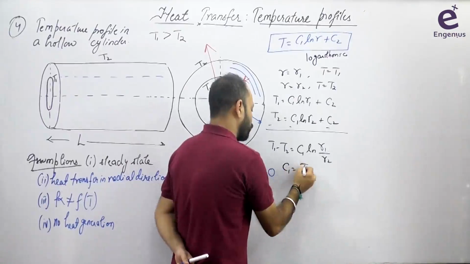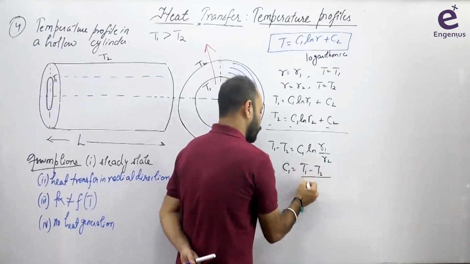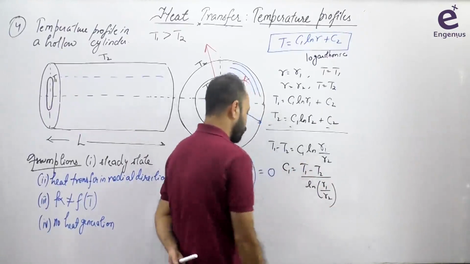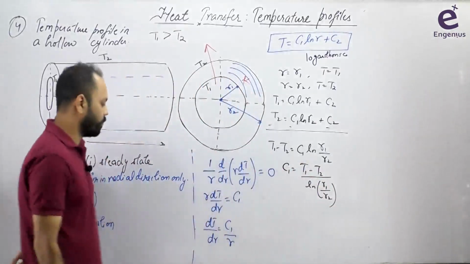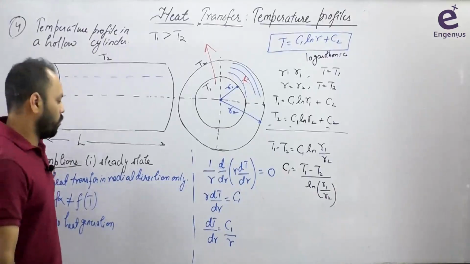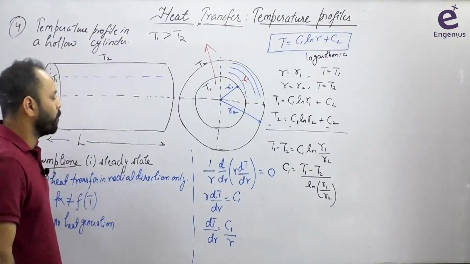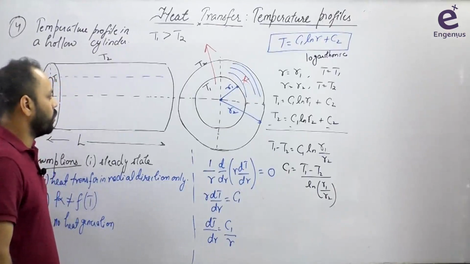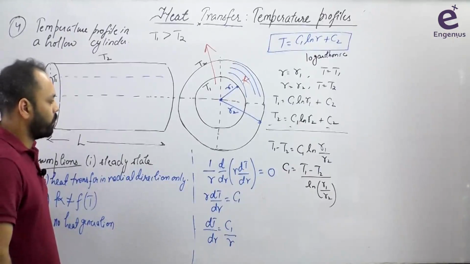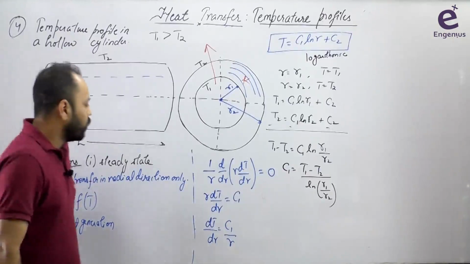So C1 is equal to T1 minus T2 divided by log of R1 by R2. Correct? That is the value of C1. है ना? Okay, so R is equal to R1, T is equal to T1. Okay, T1 is more. Okay, fine. R1 is less. Log of R1 minus log of R2. ठीक है. That is the value of C1.